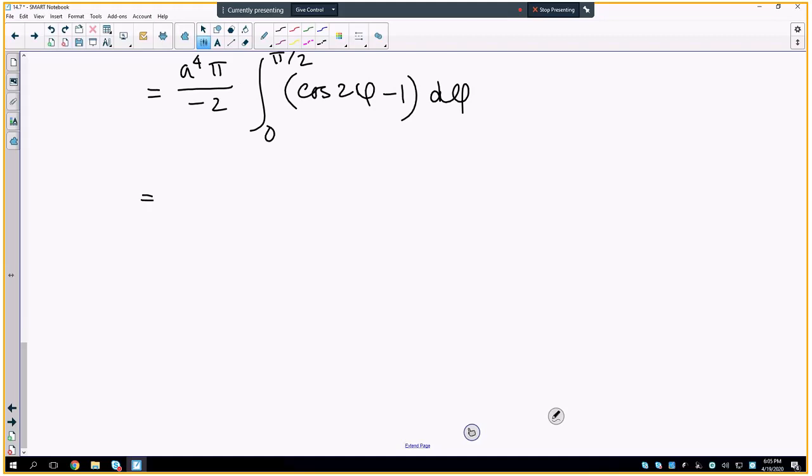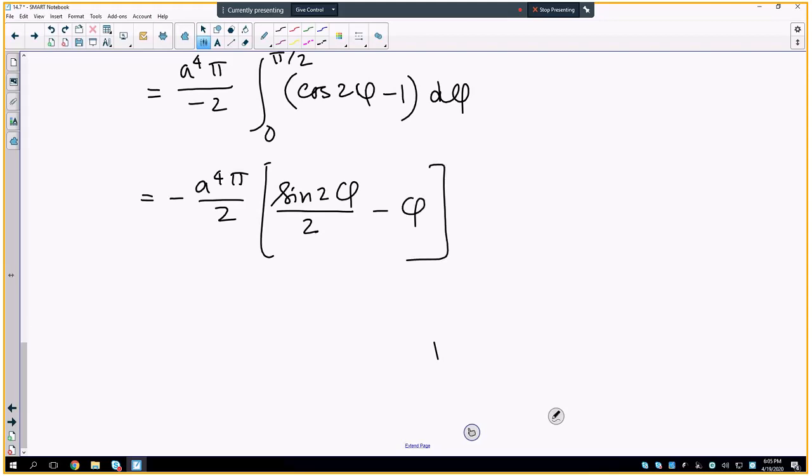And then I can start taking the antiderivative. So I get minus a to the power 4 pi over 2. Cosine 2 phi is going to give you sine of 2 phi over 2, and minus 1 is going to give you phi, and you will have the limits 0 to pi over 2. So let's put in the pi over 2 for phi. So the first one is going to give me minus a to the power 4 pi over 2 sine of pi, which is 0, so I don't get anything, minus pi over 2, then I put 0, I still get 0, sine of 0 is 0, and I get plus 0. So that's precisely what we will get.